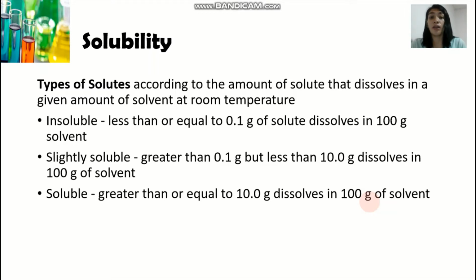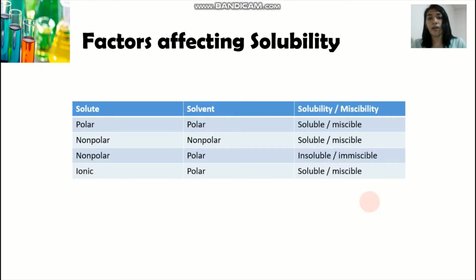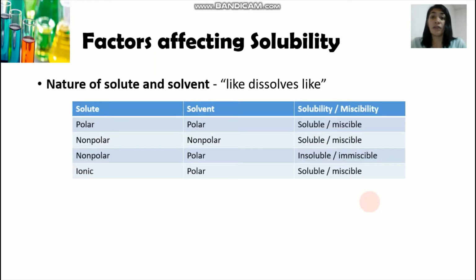Okay, so take note that the solute should be dissolved at room temperature. Okay, hindi pwedeng at heated temperature or at a cooler temperature. Okay, now here are some factors affecting solubility. So first, we have the nature of the solute and the solvent. So always remember, like dissolves like.